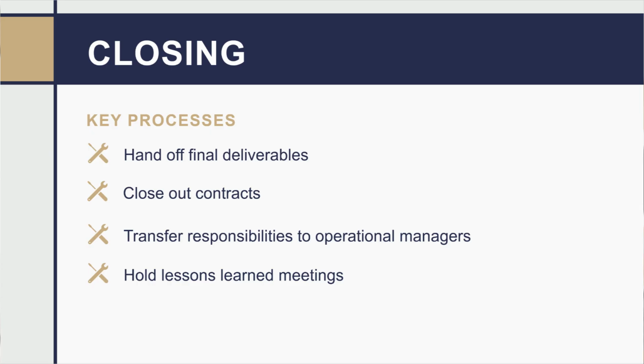Closing. You use closing processes during the stage of the project where it is time to formally terminate the project, hand off the final deliverables, close out contracts, transfer management responsibilities to the appropriate operational managers, and hold lessons learned meetings where you and your team identify and document what went well and what needs improvement going forward.